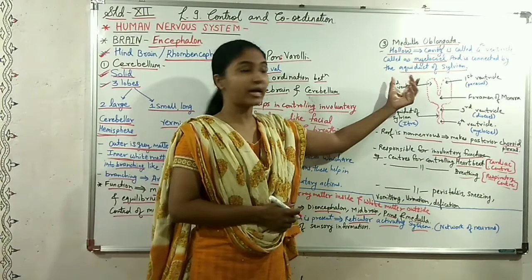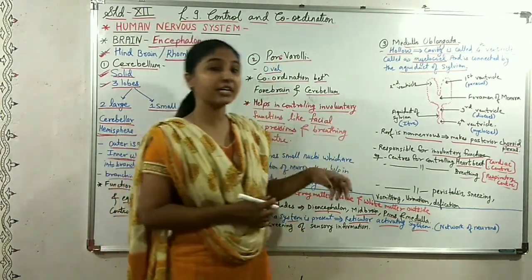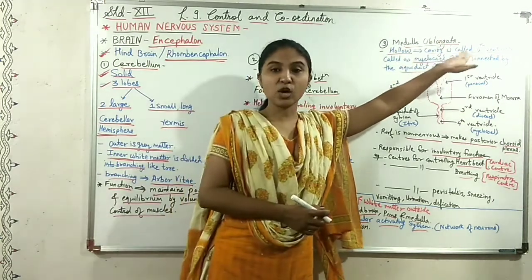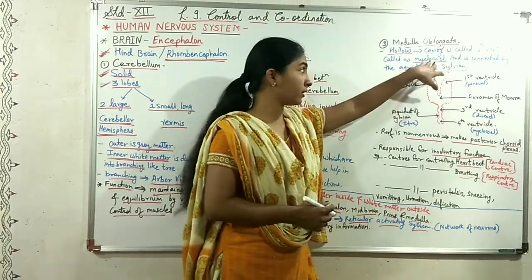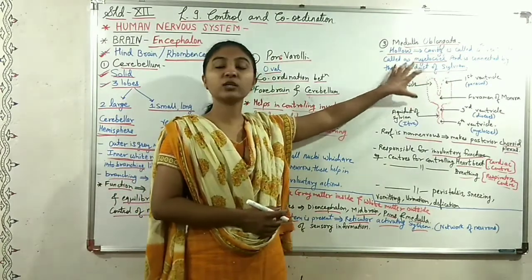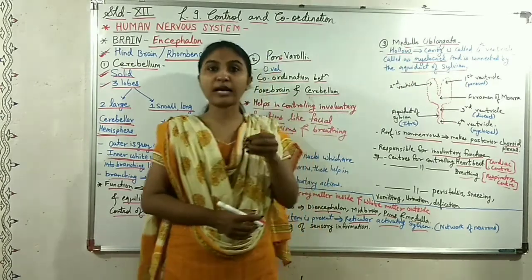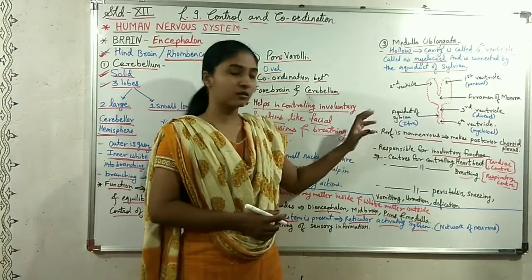Next we saw the medulla oblongata. It is a hollow structure. It has a cavity inside, and that cavity is called the fourth ventricle, or myelocele. It is connected to the third ventricle by the aqueduct of Sylvius, or it is also called iter.